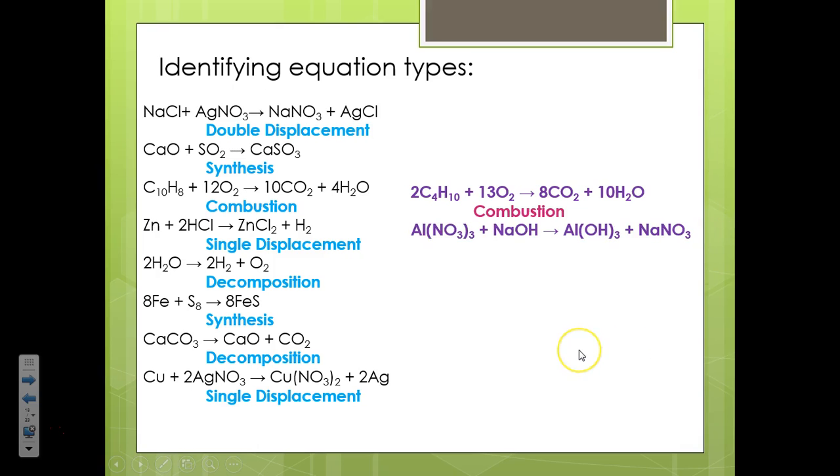And then this last one, Al(NO3)3. This one looks very complicated. It's a compound, and we have another compound, and they kind of switch what's in front. The aluminum ends up with hydroxide. The sodium ends up with nitrate. All right, and so that is a double displacement reaction.